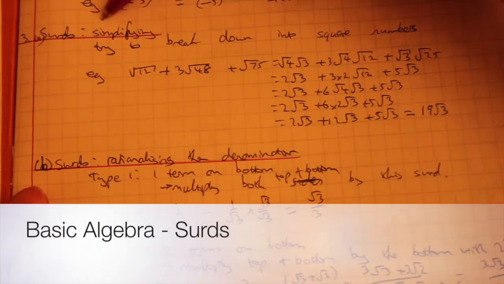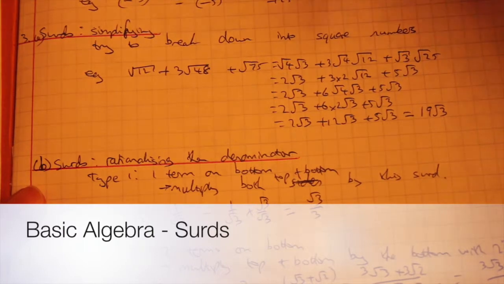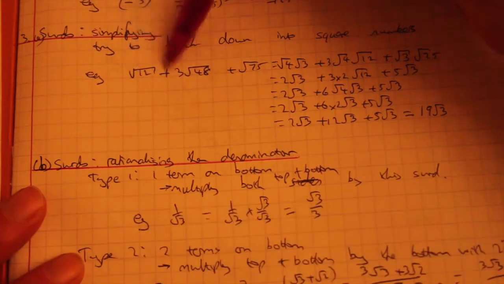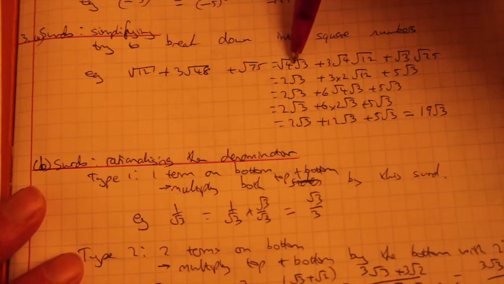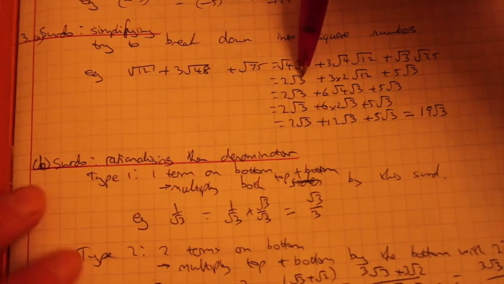Okay, so now have a look at surds. When you're working with surds, if you can break them down into squared numbers, it makes things a lot simpler. Like root 12 breaks down into a root 4 and a root 3. Root 4 is 2, so that can be written as 2 root 3.